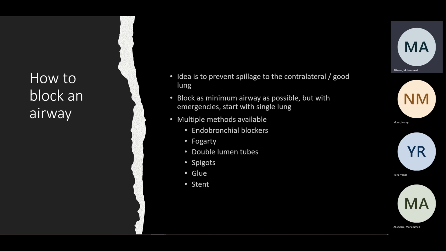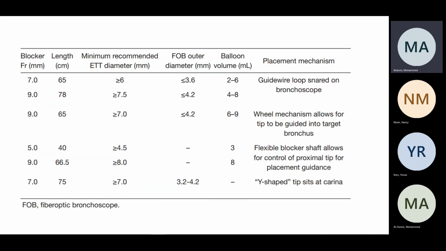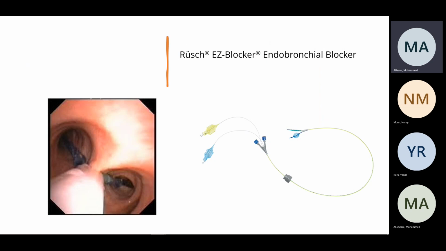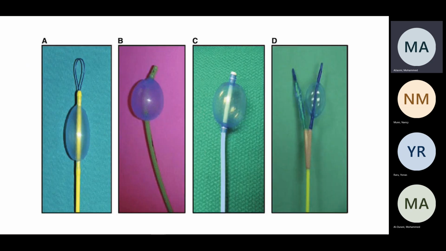So wherever you go, you should always have a blocker available to you. Multiple forms of blockers, multiple sizes of blockers. Be familiar with what your hospital has. I'm familiar with this because I have it. So there is the Arndt, the Arndt Cook catheter. There are multiple of them. There's the Easy blocker, there is the Uni blocker. This one is the most common.